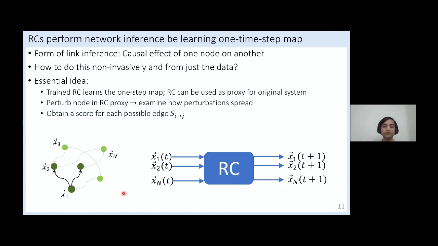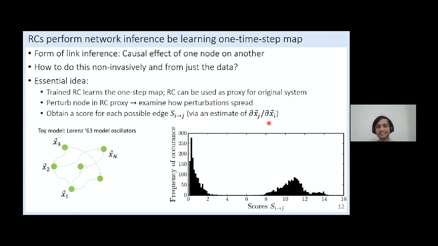So instead of worrying about perturbing nodes in the actual C. elegans network or in the actual network that I'm interested in, I can just perturb nodes in my proxy system. So I can now perturb some node, and I can see how those perturbations propagate. And that's essentially going to be able to tell me what things are connected to what other links. And so you can basically do something like this to obtain a score for every possible edge, which I'm just going to represent by S subscript ij. So you can basically obtain a score for all possible edges. And that's really via some sort of estimate of this Jacobian element, which I'm estimating in my proxy system through the reservoir. Okay, so what happens if you actually do this?